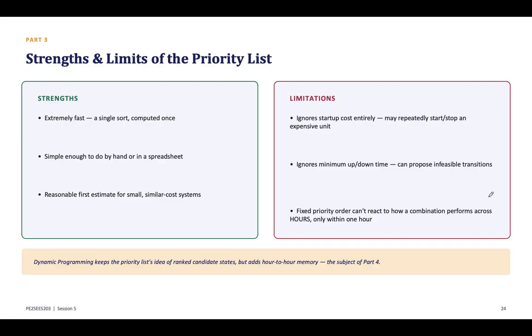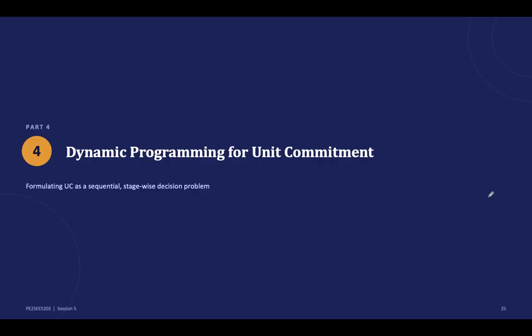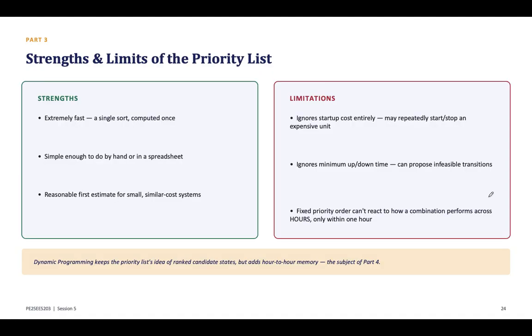It can decide which unit looks attractive in the current hour, but it cannot fully compare the cost of staying in one state now against the future cost of moving to another state later. Dynamic programming introduces precisely this missing element. The best cost of reaching a state carries the history forward in a compact form.